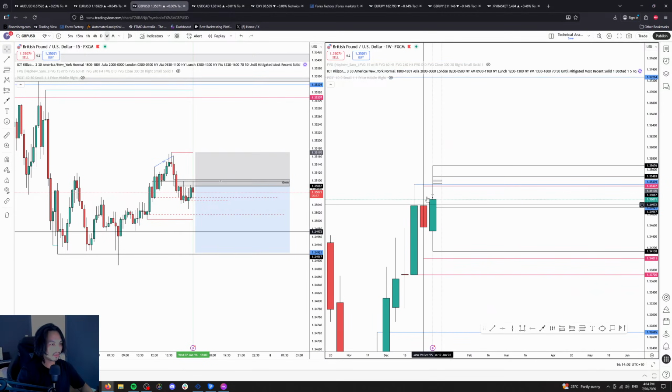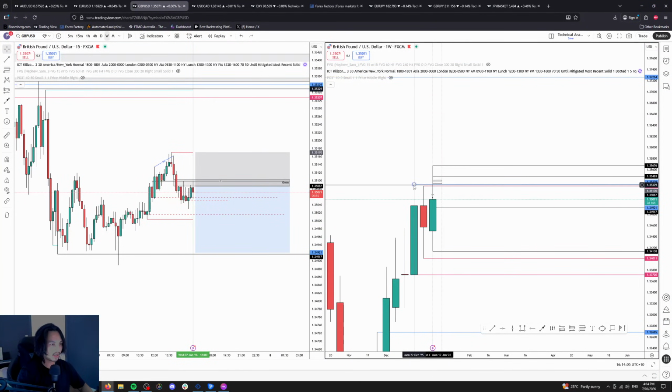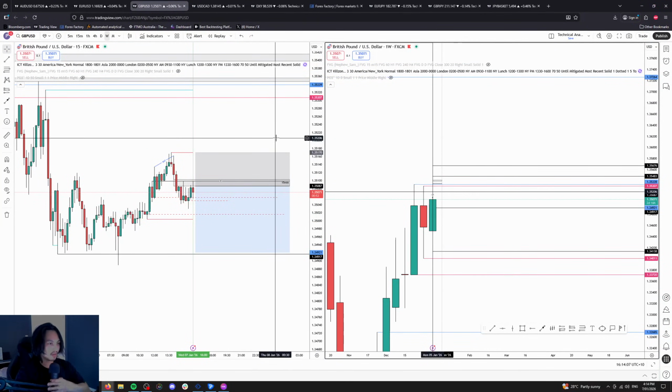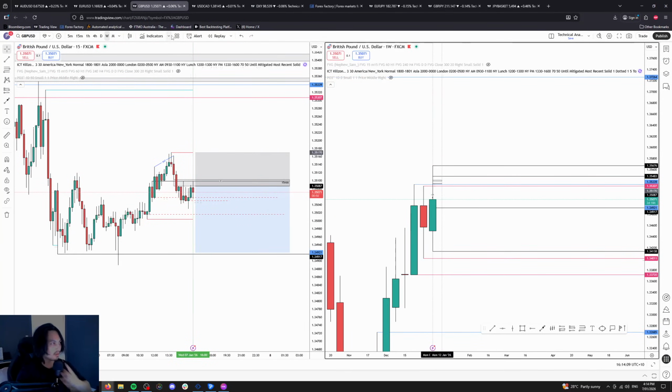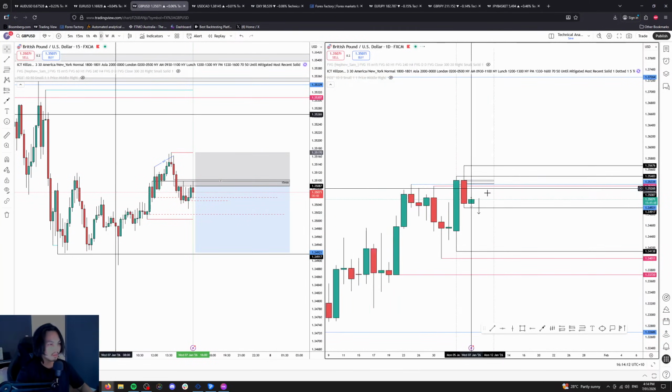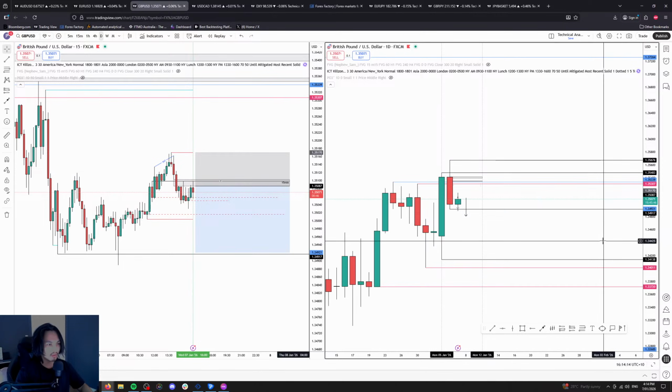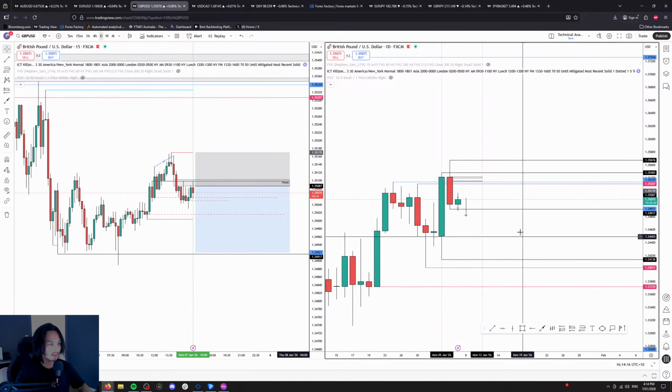So weekly has wicked quite up high into the previous monthly. A nice reversal pattern on the daily.